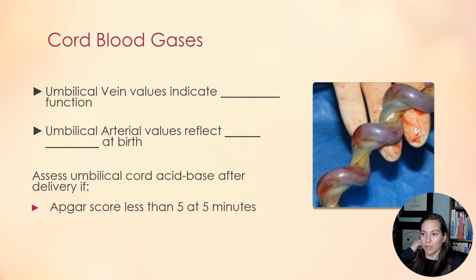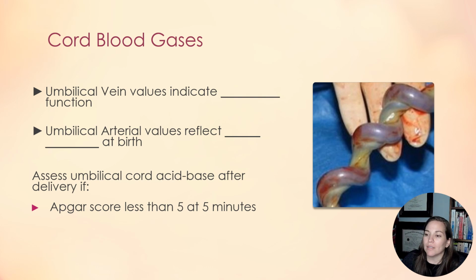Okay, question here. The rest of these slides are also practice questions, and I won't go through all of them because you can go through them yourself and quiz yourself. But I like to talk about this one because it's talking again about umbilical circulation, just to remind you and quiz you. So umbilical vein values indicate blank function, and umbilical arterial values reflect blank at birth. I think that's just 1 blank, not 2. I could be wrong, we'll see.